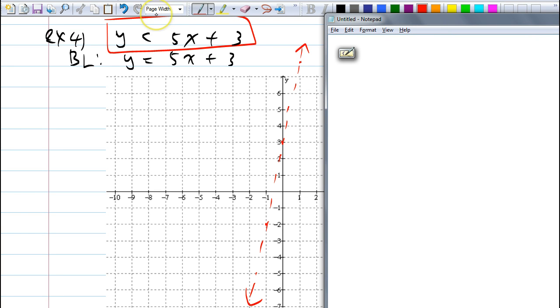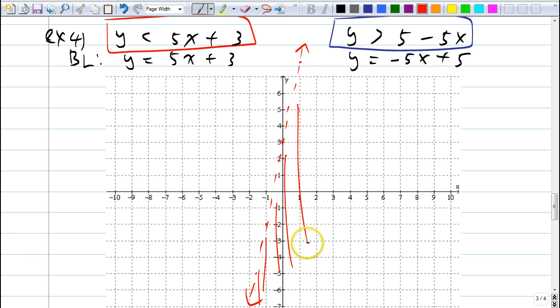Okay, we're doing this one in red, right? Y is less than 5x plus 3. If it was equal to, it's the actual boundary line. It says y is less than this line. Where are all the values of y that are less than this? It'll be below, right?